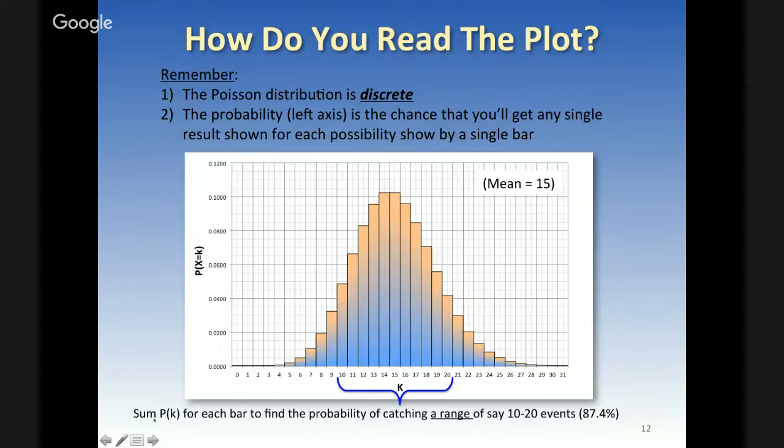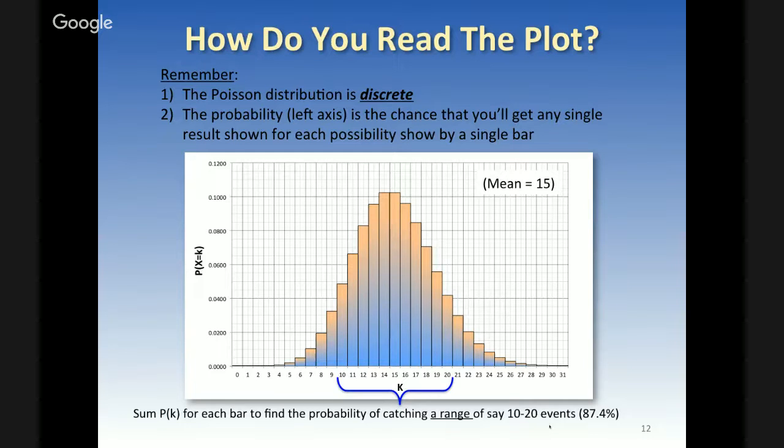If I wanted to know what the probability is for catching a range of, say, 10 to 20 photons per second in that same square area, then I just simply add all these up for each of these bars. And I did it for 10 to 20, and it comes out, if you want to say that the probability of catching, say, 10 to 20 photons in that area when only, in this case, 15 are arriving per second, is 87.4%. So it's pretty high that you'll get that number of photons if the average is 15.